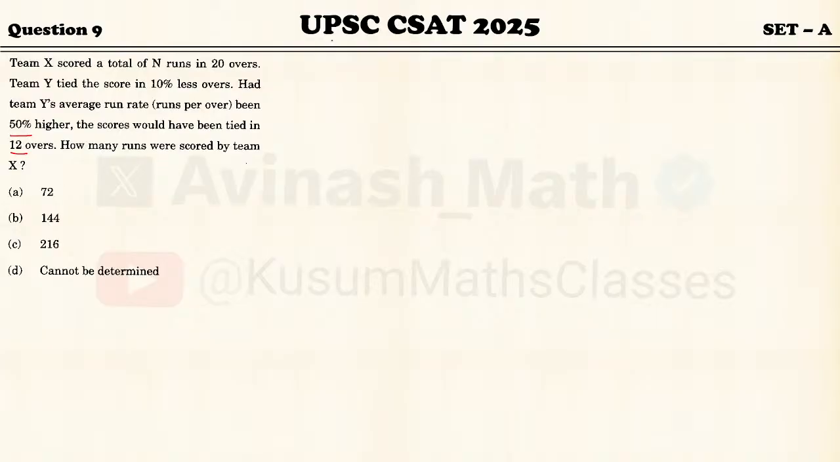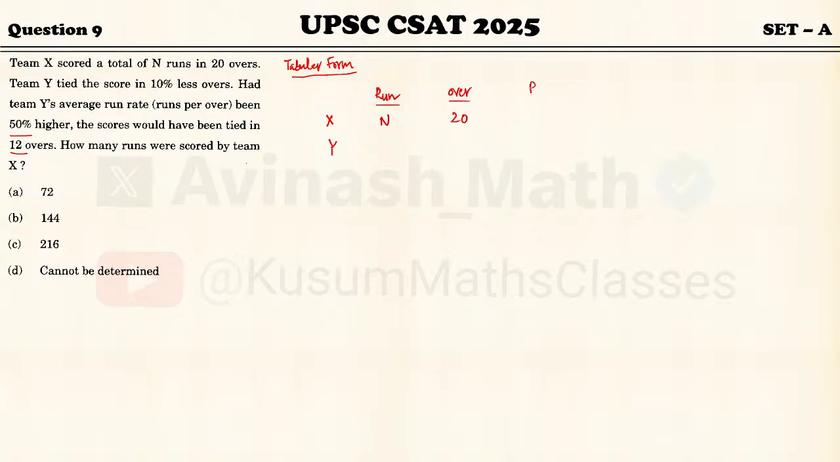See, if at all you are getting this kind of question, whatever data is actually given in the question, make it in a tabular form. So this is team X and Y, and runs. X has scored a total of n runs in overs, 20.